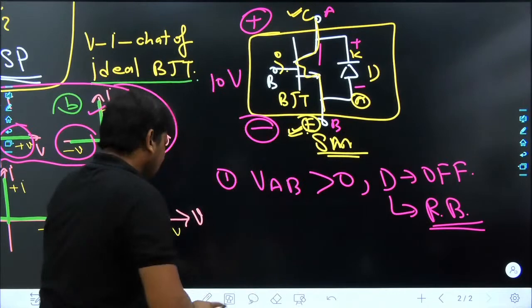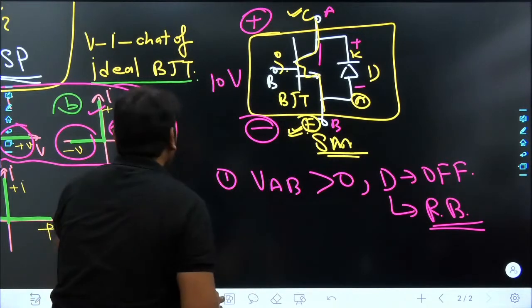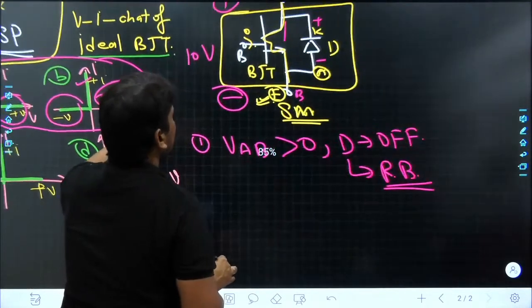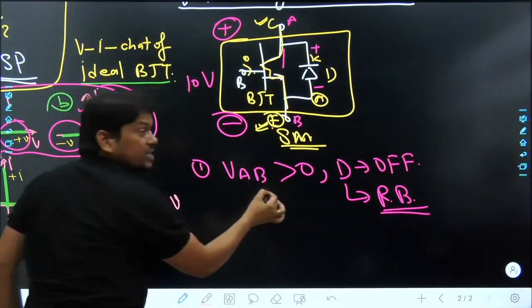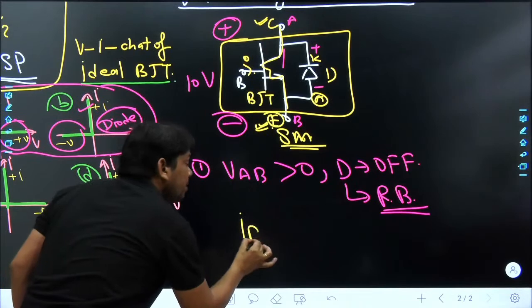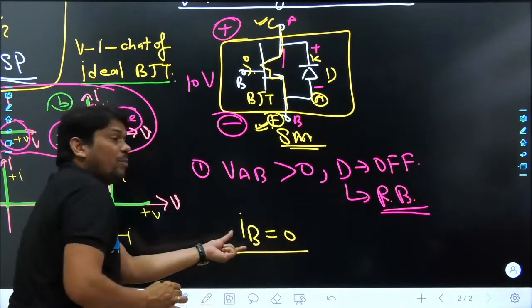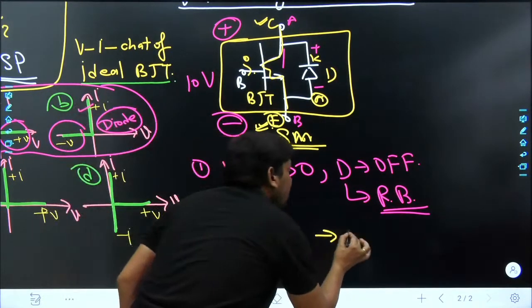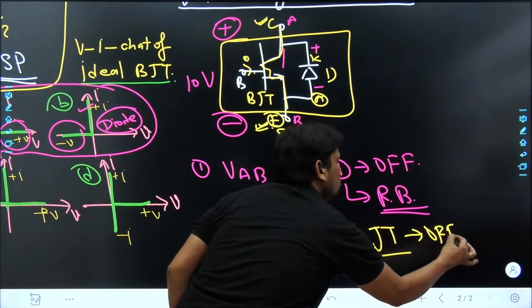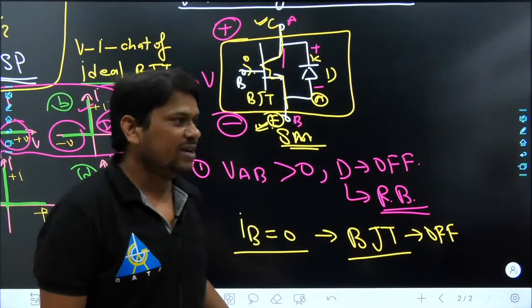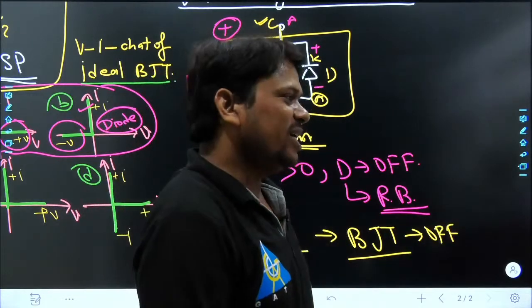So the thing is that here I want to write, when VAB is greater than 0, but we are not providing base current, so the base current of BJT is 0. That's why BJT is also off. My dear friend, see, very nice.